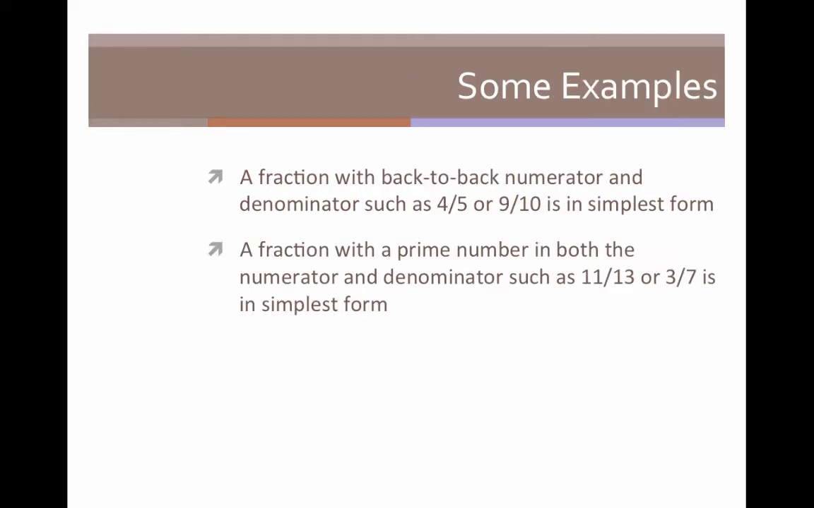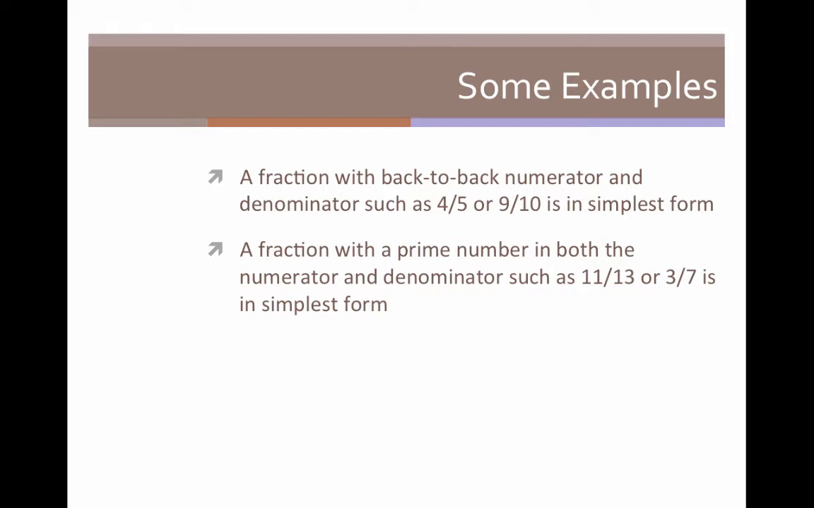Some examples of fractions that are already in simplest form are fractions with back-to-back numerators and denominators. This can be anything like 4/5 or 9/10 because the numerator is just 1 away from the denominator. Another example could be 2/3 because 2 is 1 away from 3.